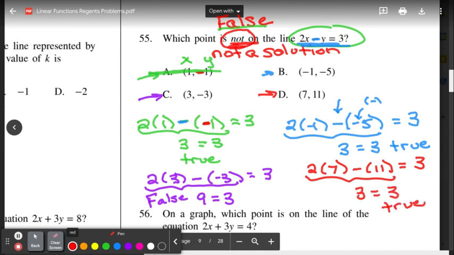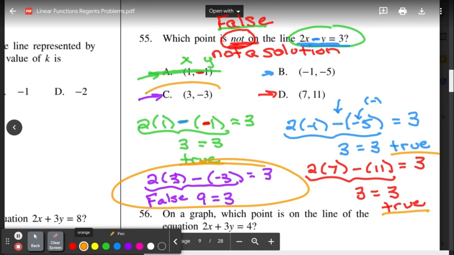Now, if you weren't sure what would make something a solution, you could plug them all in, and then you can just kind of look, true, true, true. Which one is the different answer? That one. So your answer is C.